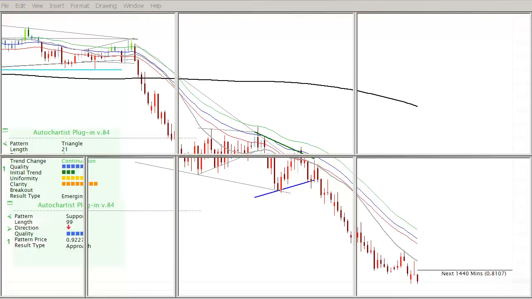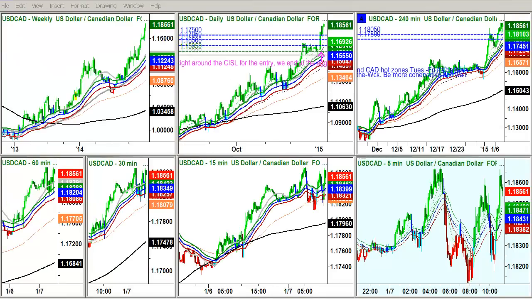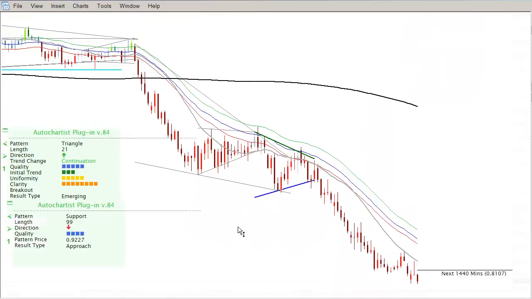All right, next up is the US dollar, Canadian dollar. So as much discussion as I've had about getting in, we still have an open trade on that US dollar, Canadian dollar.